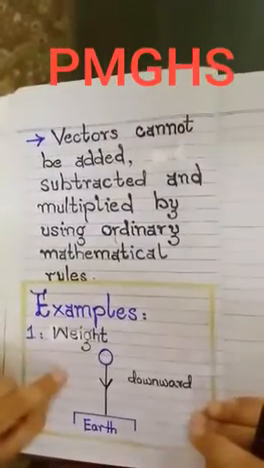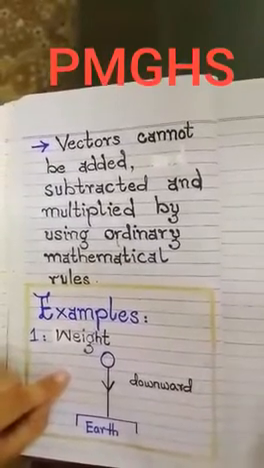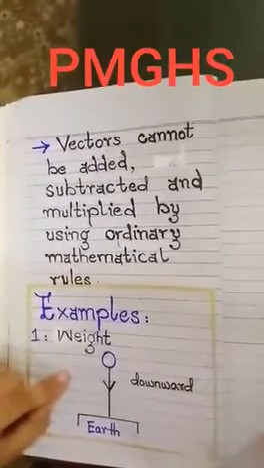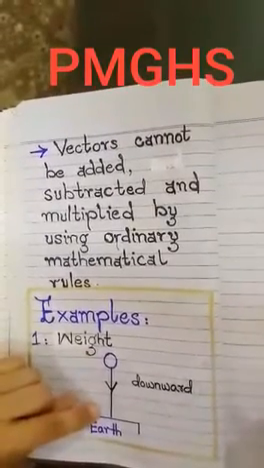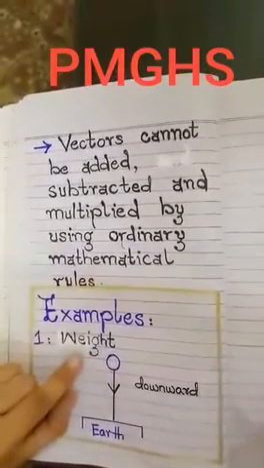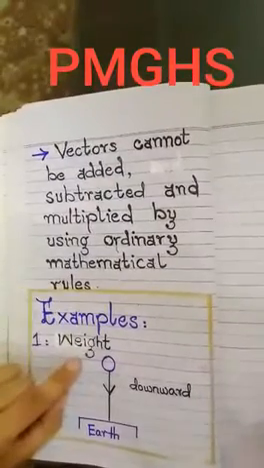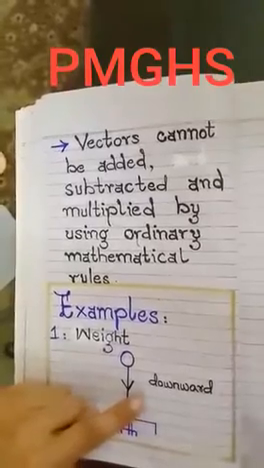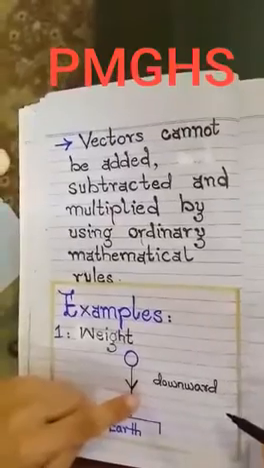Students, you have observed that if you throw something upward, it always comes to the ground. Or if you release any object from a height, it always moves towards the earth. The object moves towards the earth due to its weight. So it means that weight is a vector quantity because it has direction along with the magnitude. And the direction of weight is downward.